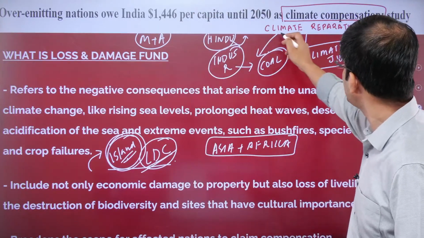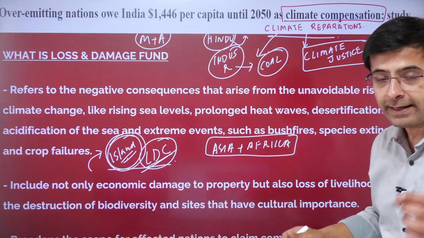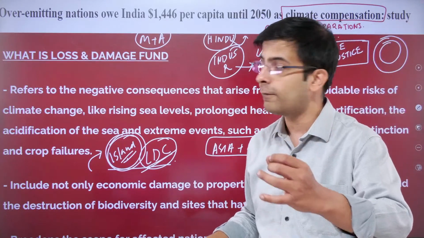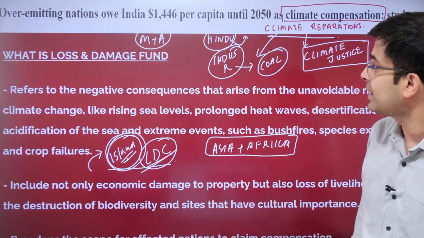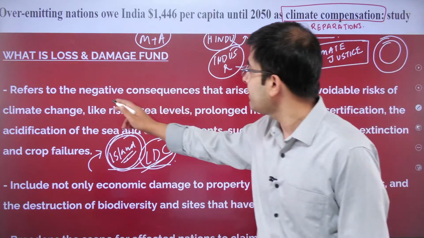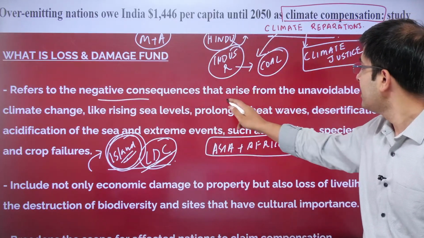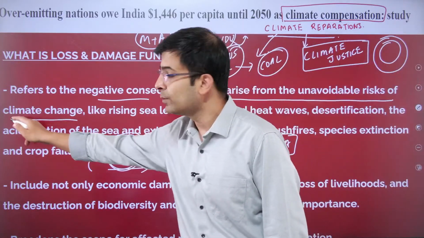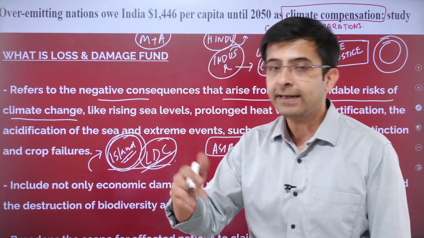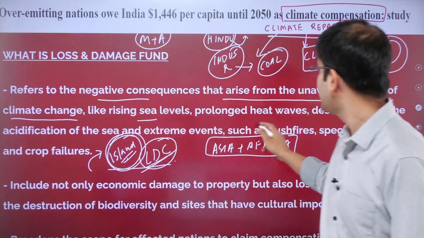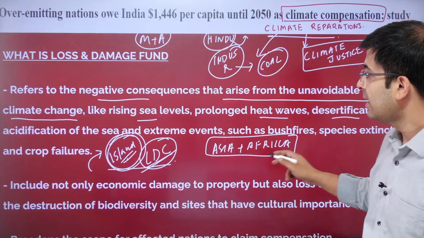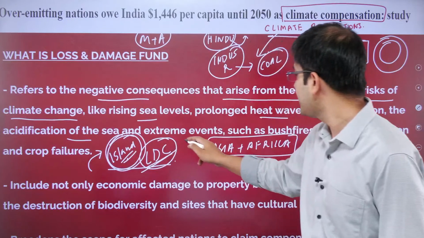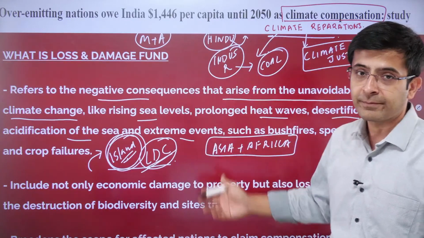Firstly, now that we have understood why climate reparations, why that demand is being put forward, so let's look at loss and damage now. So loss and damage refers to the negative consequences that arise from the unavoidable risks of climate change. Like I told you, the negative consequences. So you have, say, rising sea levels, heat waves, desertification, acidification of the sea, extreme events, all of this happening.